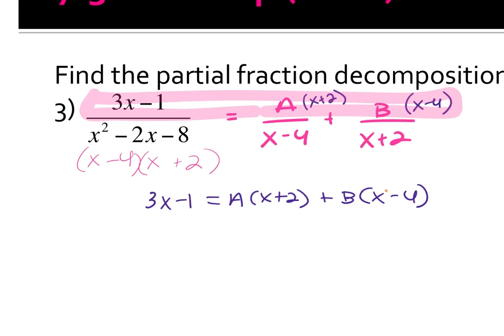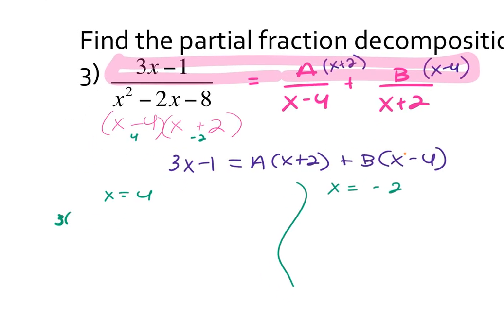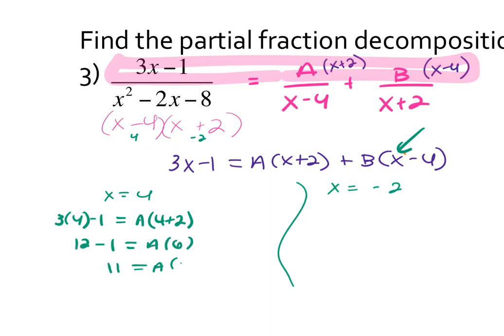And then I'm plugging in +4 and -2. It doesn't matter which order you do that, but I'm going to plug in 4 first and then -2. So 3 times 4 minus 1 equals A times 4 plus 2. When I plug the 4 into the B, it's going to go away, so I'm not even going to write it. So 12 minus 1 equals A times 6. 11 equals A times 6. And A is 11 over 6.